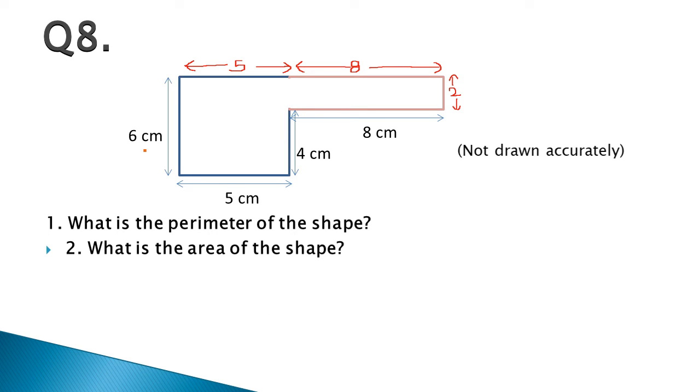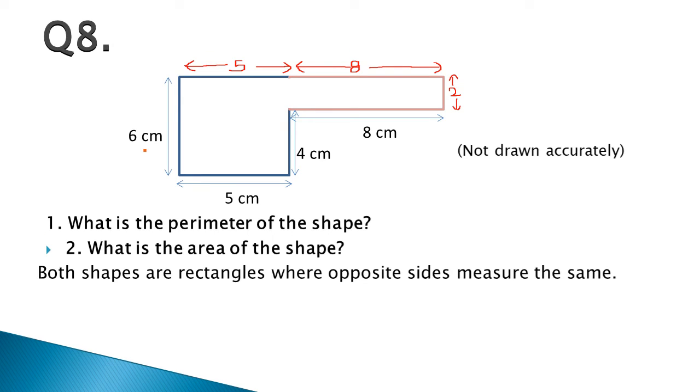You are given a shape. There are 2 different rectangles combined. So they say what is the perimeter of the shape, and the second part of the question says what is the area of the shape. In this one, you need to remember both shapes are rectangles where opposite sides measure the same.